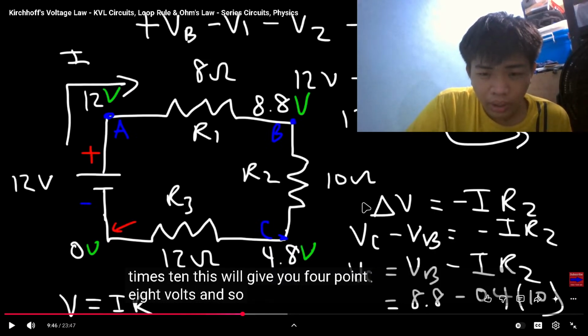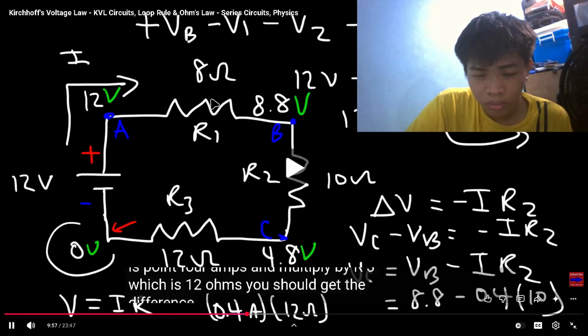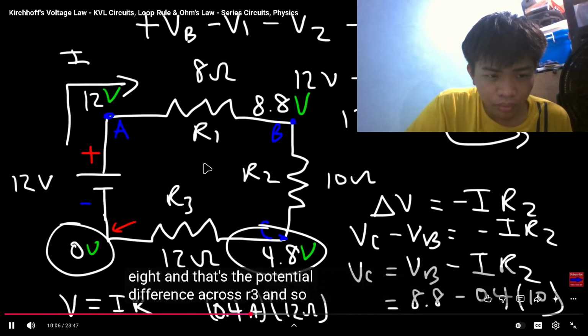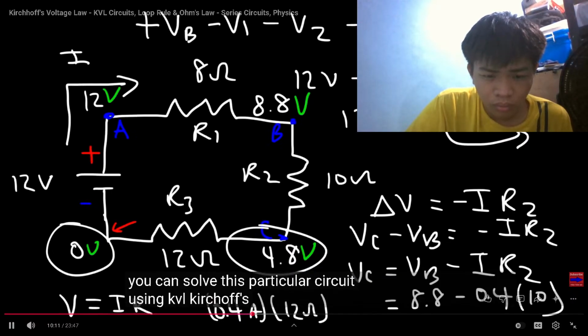So the total resistance is 30. You should get the difference between these two values. So 0.4 times 12 is 4.8, and that's the potential difference across R3. And so that's how you can solve this particular circuit using KVL, Kirchhoff's voltage law.